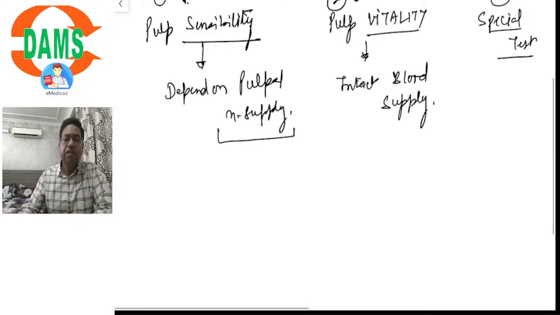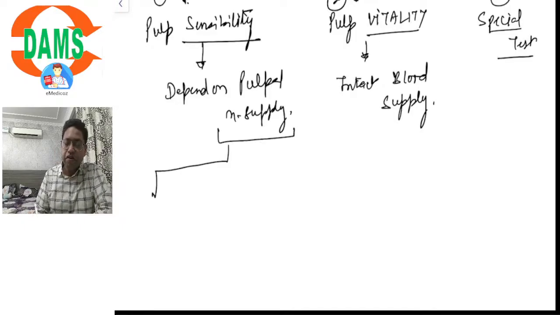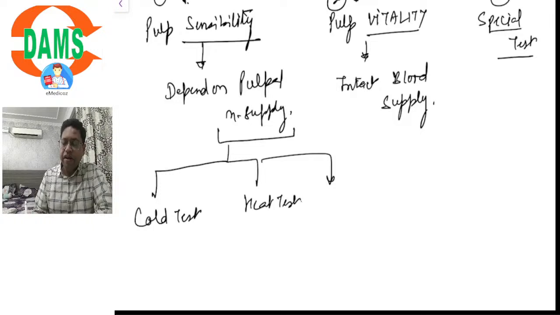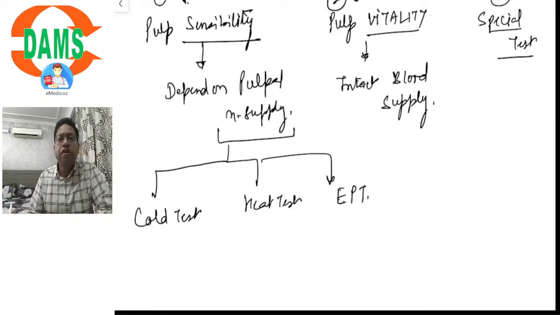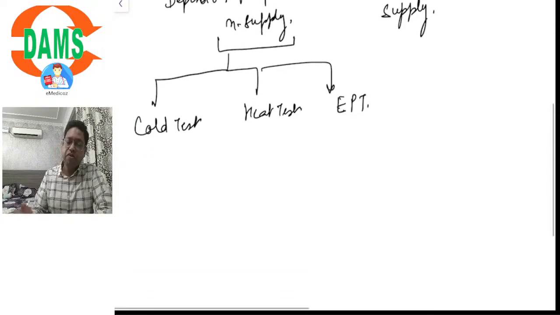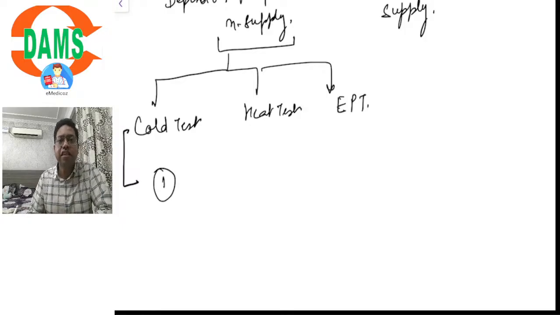So the first category of test, which relies upon pulp innervation, intact sensory nerve fibers, is called the pulp sensibility test, and they are of three principal types: the cold test of the pulp, the heat testing of the pulp, and electric pulp testing. All these three tests depend upon intact viable sensory nerve fibers, and thus we call them pulp sensibility tests. So we'll talk about these tests one by one. The cold test is one of the most commonly used clinical tests for diagnosing the status of a pulp.